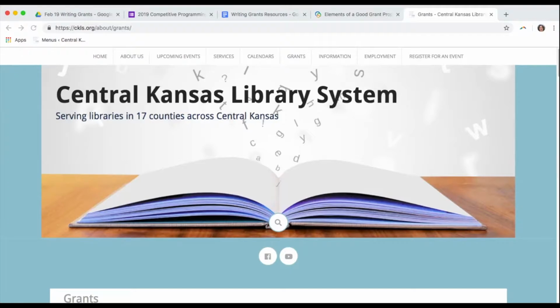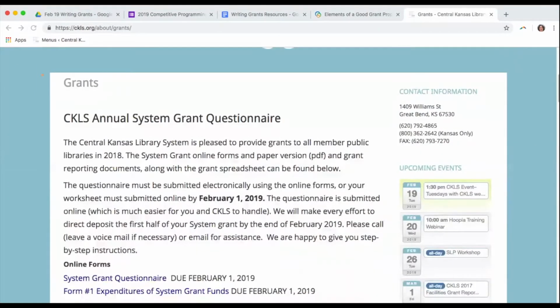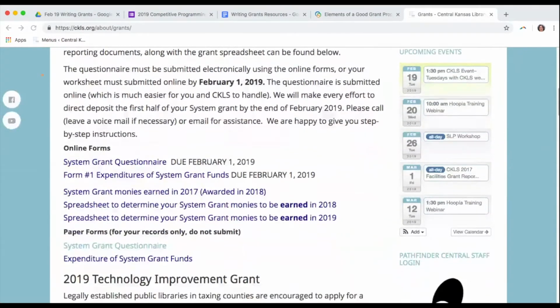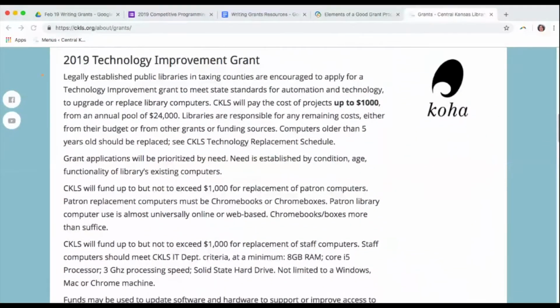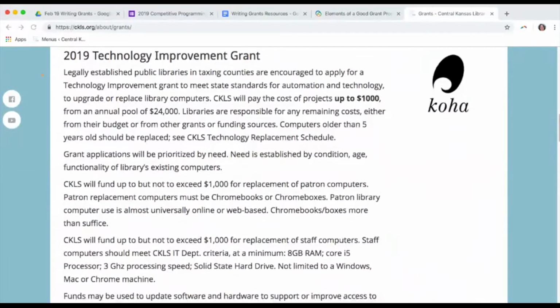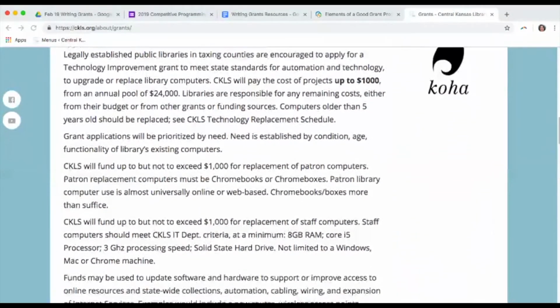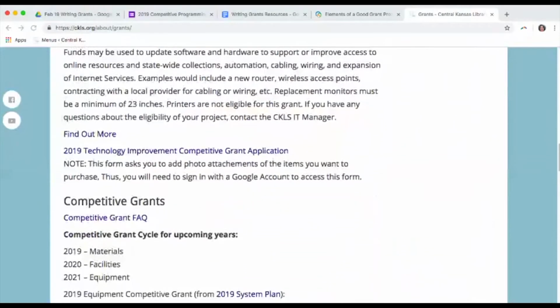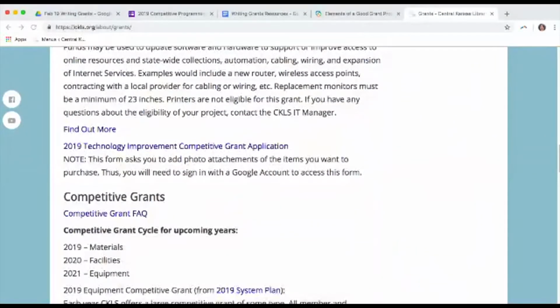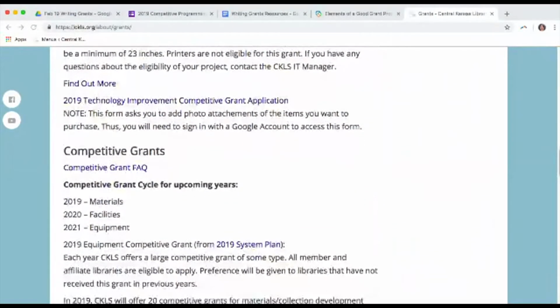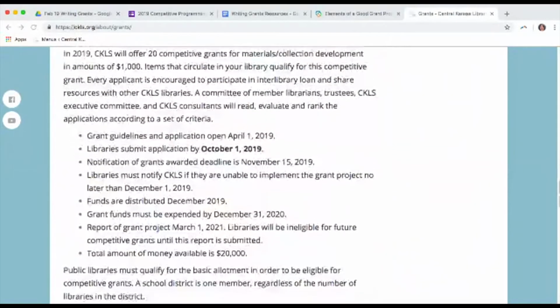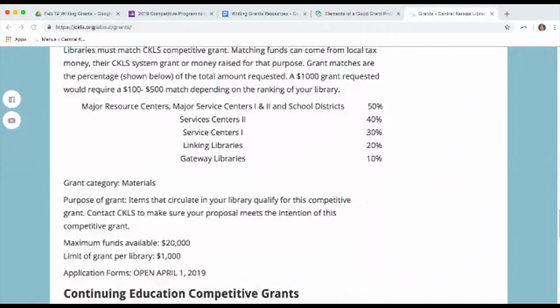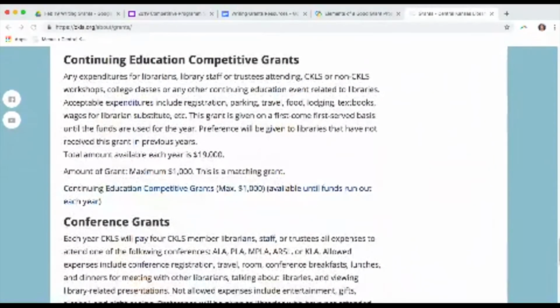Okay, so here is the link for the grants page. I have the system grant questionnaire at the top. I will be moving that to the bottom here in a couple of days or weeks, by the end of the month. And so we have the technology improvement grant. I have a brief description, find out more. We also have the upcoming materials competitive grant, which will open in April. Continuing education grant.